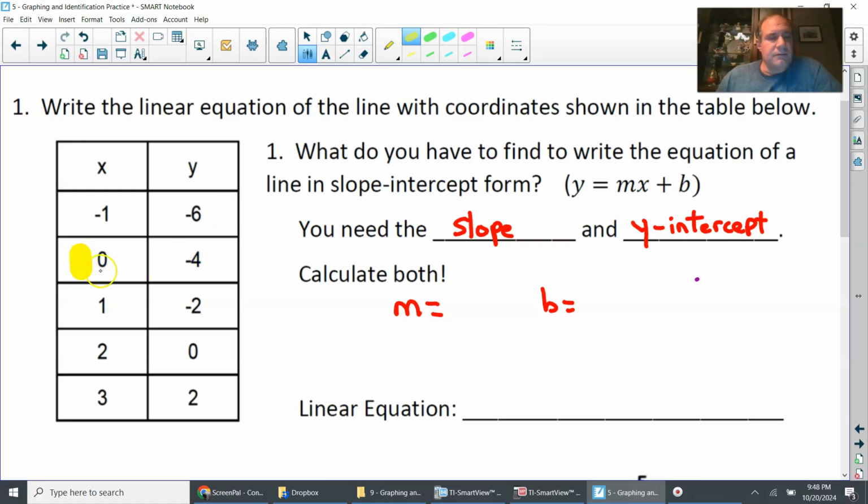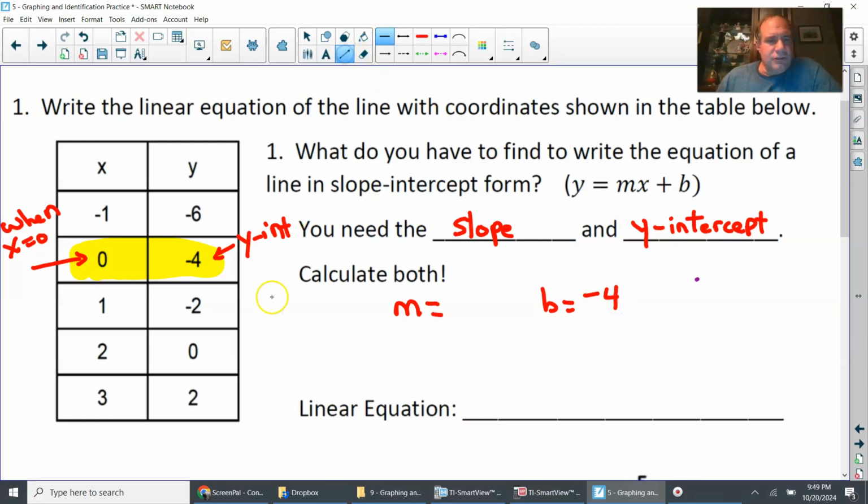this. Okay, that went away. So when the x is 0, when the x is 0, this number is the y-intercept. When the x is 0, the other number is the y-intercept, just -4.